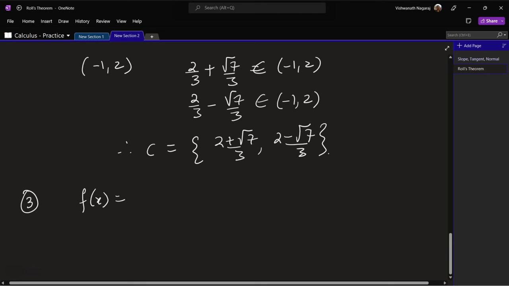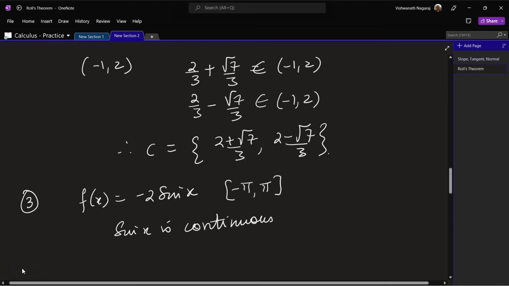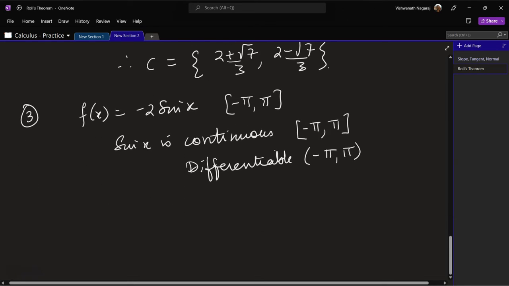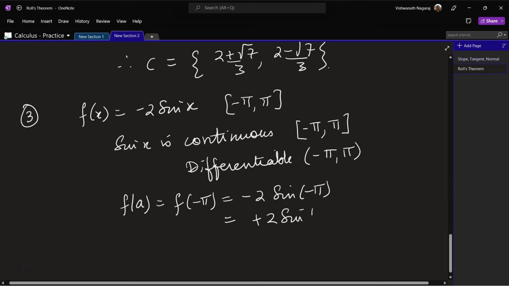Now f of x is equal to -2 sine x in the interval -pi to pi. We know sine x is continuous throughout, so it is going to be continuous in the closed interval -pi to pi. It is going to be differentiable in the open interval -pi to pi. And now we have to figure out f of a, which is f of minus pi, which is equal to -2 sine minus pi, which is equal to -2, minus comes out, so plus sine pi, and sine pi is 0.